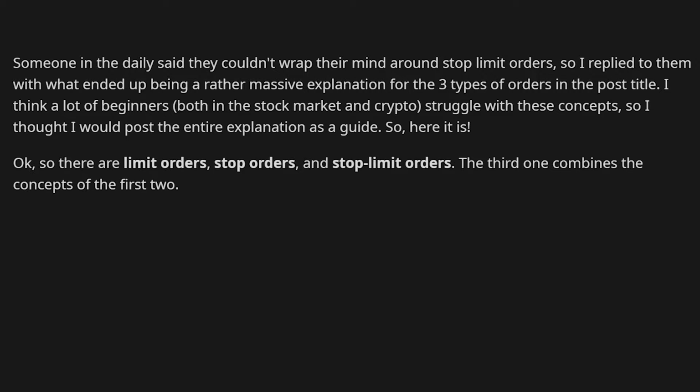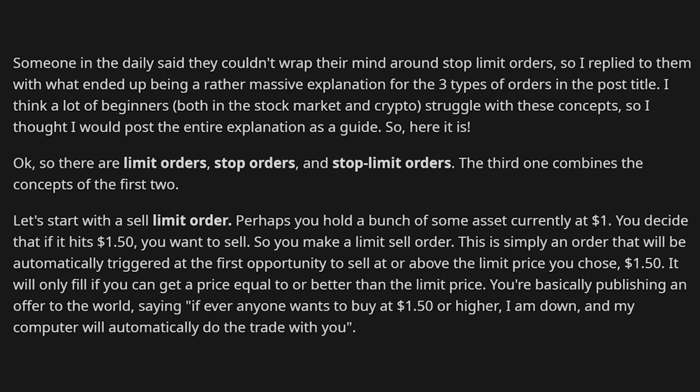So, here it is. Okay, so there are limit orders, stop orders, and stop limit orders. The third one combines the concepts of the first 2. Let's start with a sell limit order. Perhaps you hold a bunch of some asset currently at $1. You decide that, if it hits $1.50, you want to sell. So you make a limit sell order.